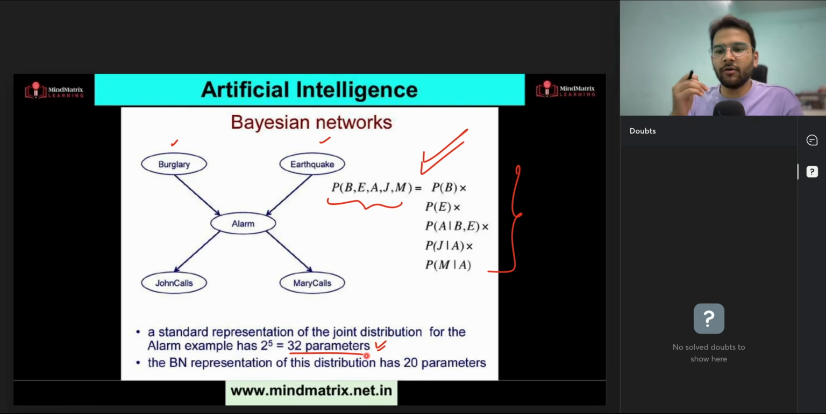If you don't use the concept of conditional independence and independence, then total 5 Boolean variables are there. Every variable has 2 possibilities, so it is going to be 2 raised to the power 5, that is 32 parameters. But if you want to reduce it, the Bayesian network representation of this distribution will have 20 parameters. How? 2 here, 2 here. Here we are not using the concept of 1 minus that thing, because if you use that, you can further reduce it. So here, this is 2, this is 2, this is going to be 4.